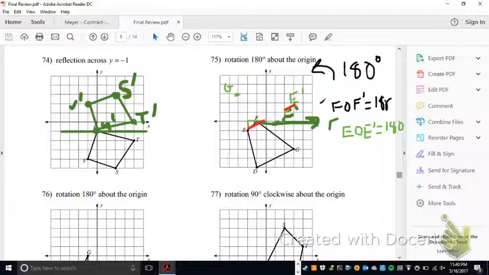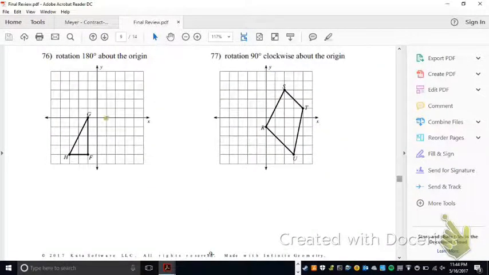G prime, same thing. We go up 3, back 3. So then we're going to go up 3, back 3. D prime, we're going to go up 5 over 1 to up 5 over 1, and that is our rotated figure.